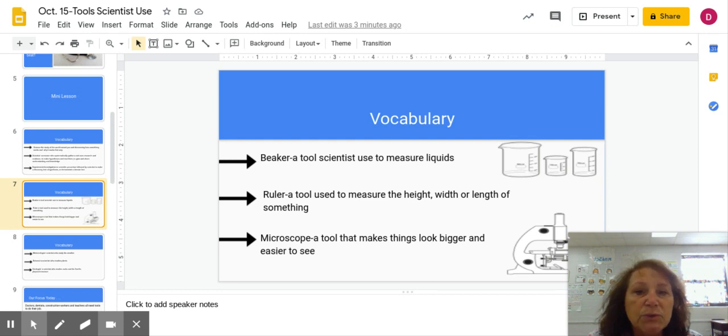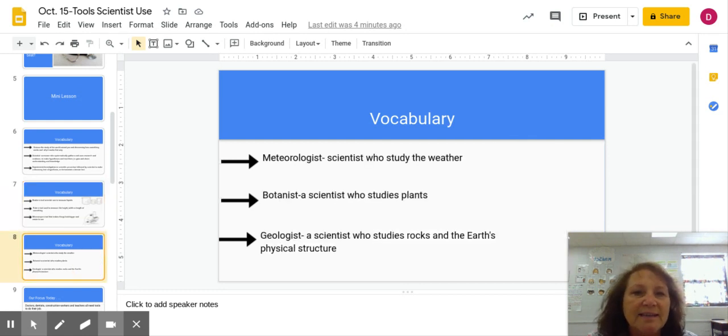Ruler, a tool used to measure the height, width, or length of something. You should have a lot of schema about a ruler because you all used a ruler in math class last year, and I know that you will be using rulers if you haven't already in math class. Microscope, a tool that makes things look bigger and easier to see.